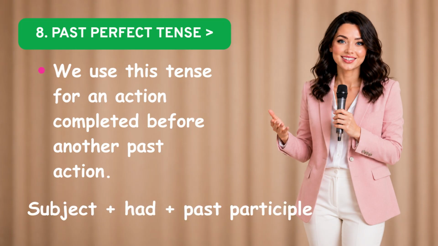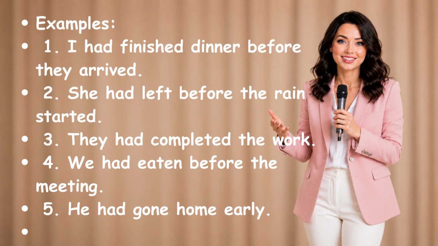Structure: subject plus had plus past participle. Examples: 1. I had finished dinner before they arrived. 2. She had left before the rain started. 3. They had completed the work. 4. We had eaten before the meeting. 5. He had gone home early. This tense helps listeners understand the order of past events.